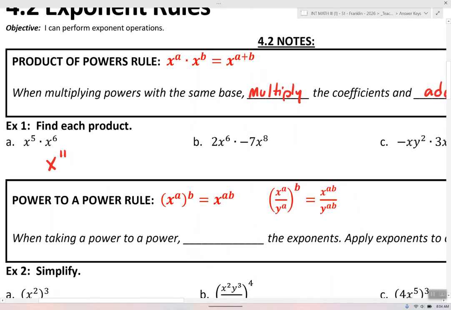Example B, we have 2x to the 6th times negative 7x to the 8th. The coefficients get multiplied as normal. 2 times negative 7 is negative 14. The exponents get added. 6 plus 8 is 14. So negative 14x to the 14th.